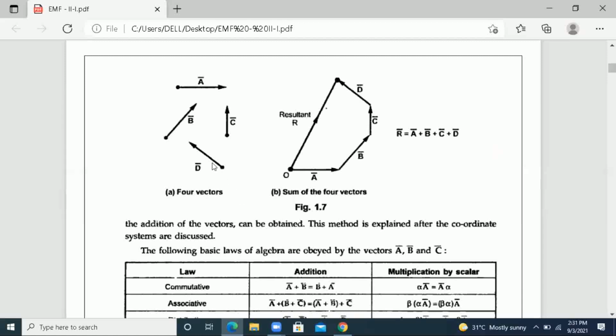So here we have 4 vectors: A, B, C, and D. So we are going to add A plus B plus C plus D. So we get a resultant here, which is the sum of the 4 vectors.